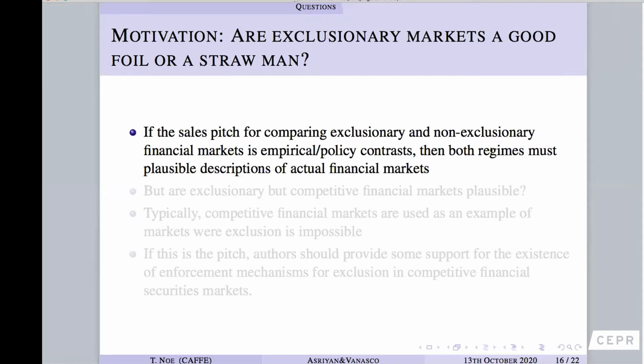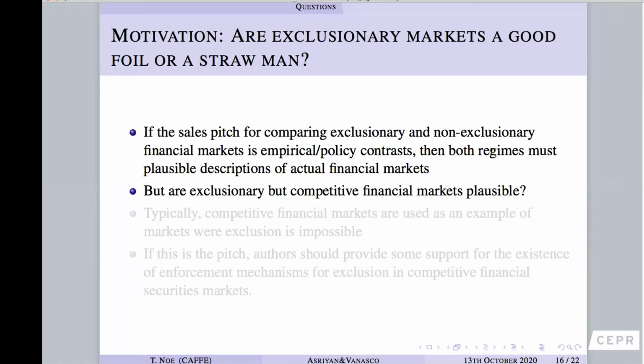Okay, great. So this is a nice model, and I just have a couple of questions about it. The first is that the pitch for the paper seems to be comparing exclusionary and non-exclusionary markets. I'm outside the literature, so I came to this basically reading this paper and its references. But it seems to me if you're going to sell it as policy empirical implications, you need both regimes to be somewhat plausible. But all the papers I ran into say that exclusionary markets in the finance context, I mean competitive exclusionary markets like these, where there's more than one agent willing to take the other side in the trade, are not very plausible.